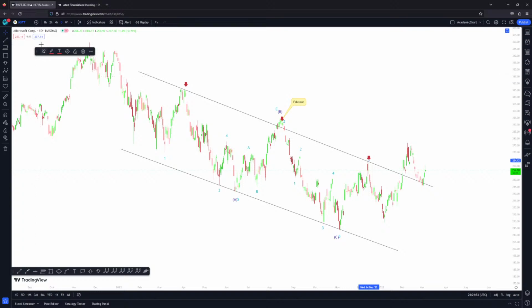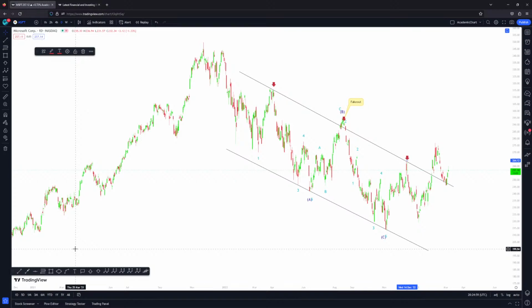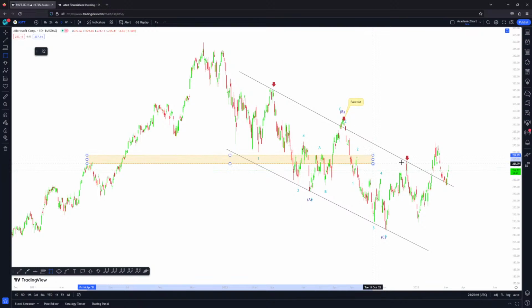And we have a very important principle. Let's find an example. It's called the polarity principle. Let me just draw this line, this zone here. You can see that it was a resistance zone. Price reacted to that, and it was a breakout here.